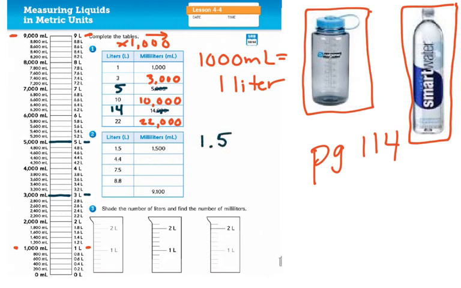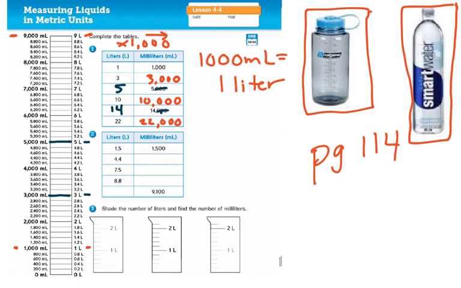Now, what happens when we get to 1 5/10 of a liter? Well, first of all, if we take the 1 full liter, that would be 1,000, and then 5/10 is the same as saying a half. So half of that would be 500. So 1 5/10 liters would be the same as 1,500 milliliters.